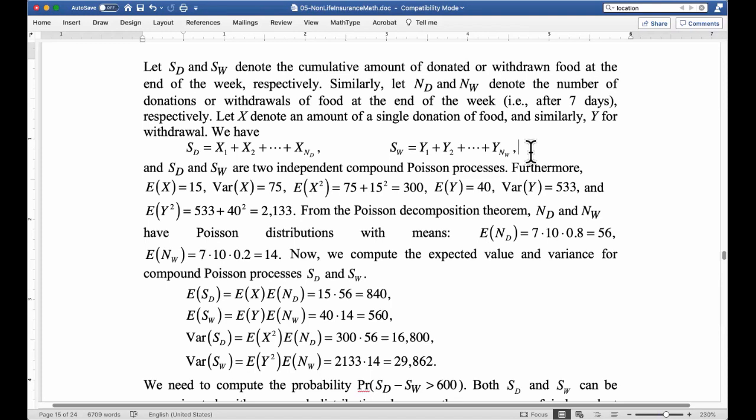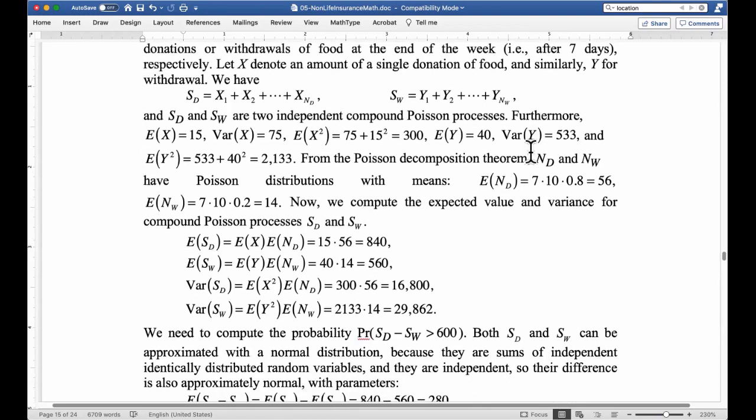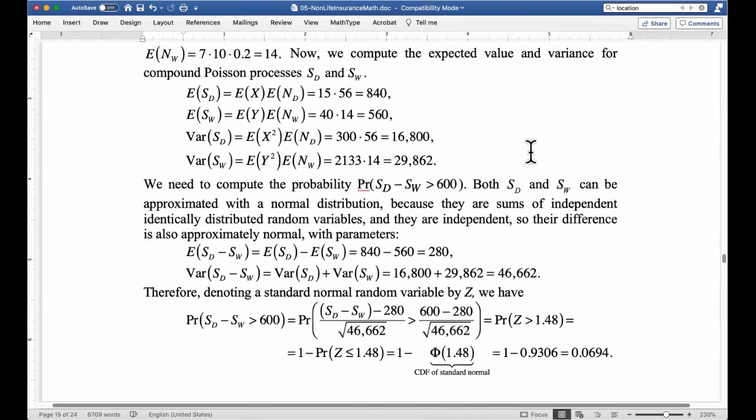Now we compute the expected value and variance for compound Poisson processes S sub D and S sub W. E of S sub D is E of X times E of N sub D, so it's 15 times 56, it's 840. And remember, this is that theorem that I gave you: the mean of the counting thing times the mean of the claim, and the variance is the second moment of the claim times the mean of the counting thing.